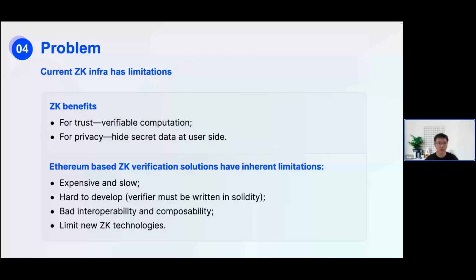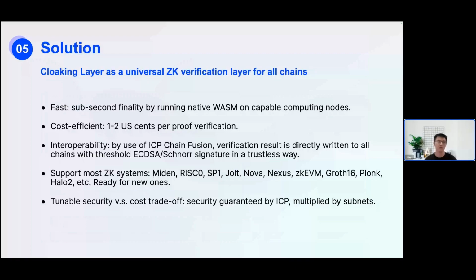So with all these problems, what we are proposing here from zCloak Network is a new product that we call Cloaking Layer. Cloaking Layer is universal zk verification infrastructure for all chains. A very quick summary of its benefits: it's very fast. What we have measured and experimented in the field is that we see sub-second finality because we run the zk verifier as native WASM code in ICP. So it's very, very fast when it comes to zk verification.